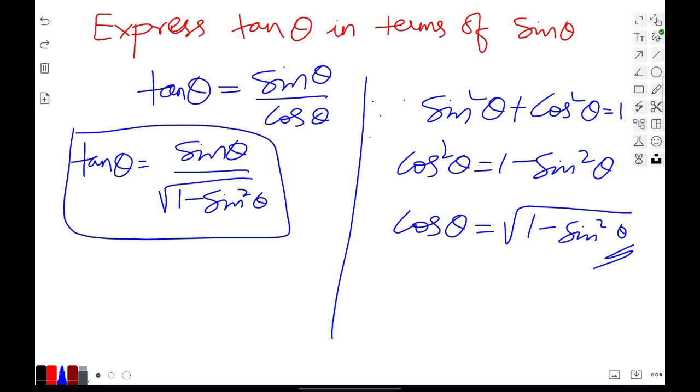In the next class I'll explain the prove-that sums, which are very important in the exam. There is a 90% chance you will definitely get prove-that questions. So I'll explain that in the next class.